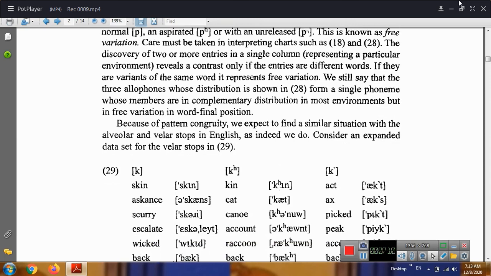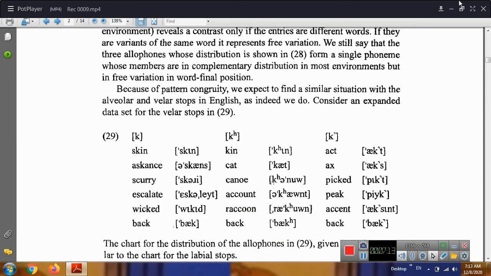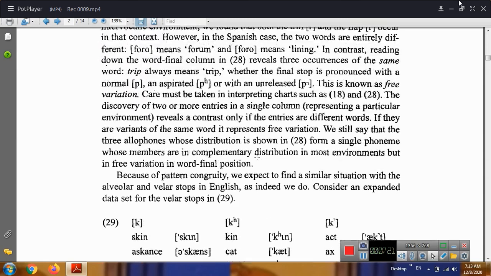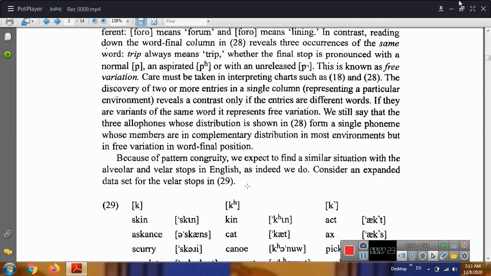Here we can see other examples of free variation, which is about the K, which has the same process as the P.